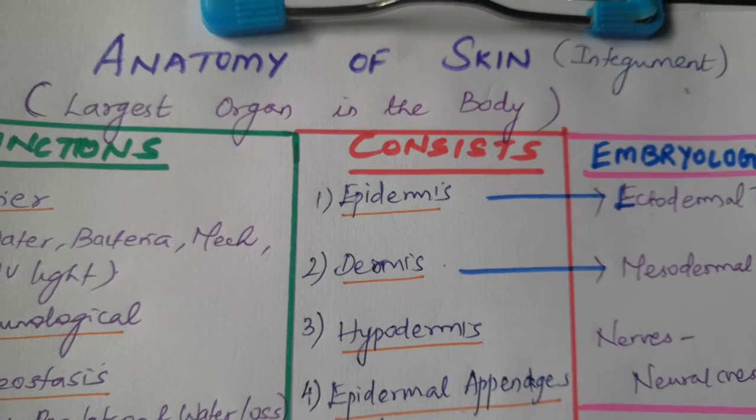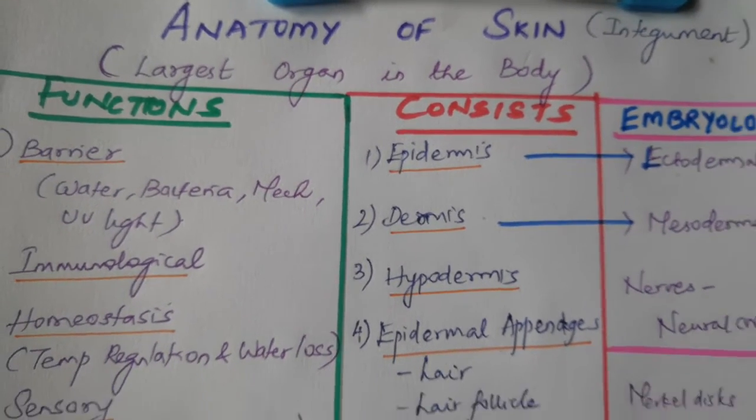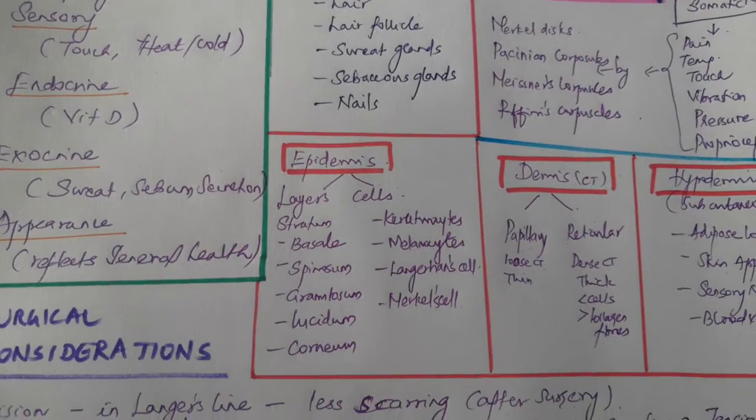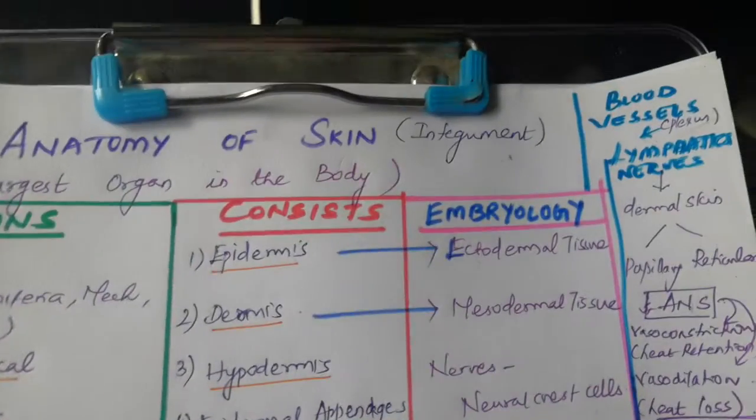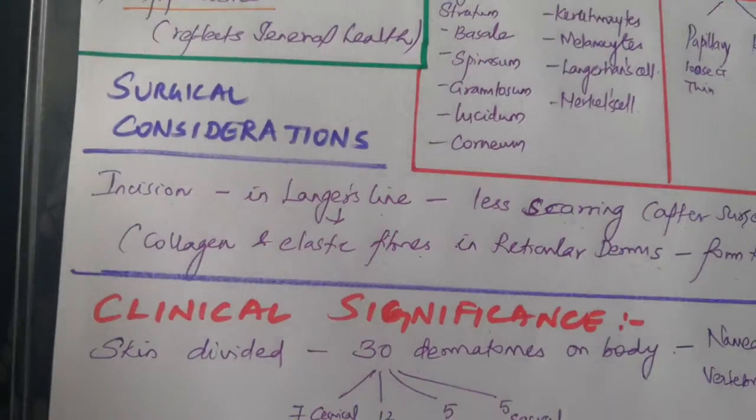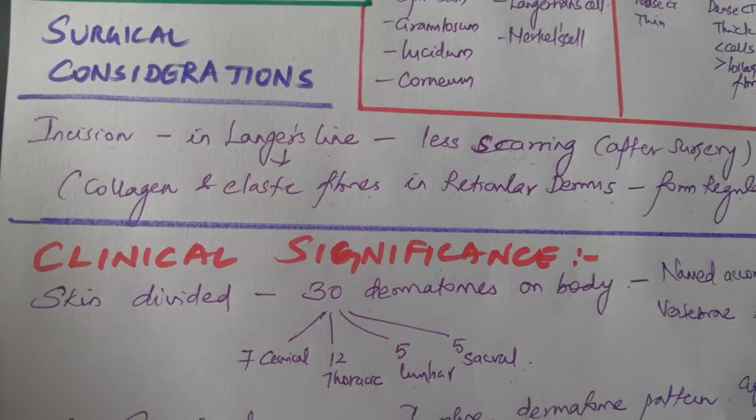So this is the overall view of anatomy of skin: function, composition, embryology, in detail about epidermis, dermis, hypodermis, and their blood supply and lymphatic nerve vessels, and lastly surgical consideration, clinical significance.